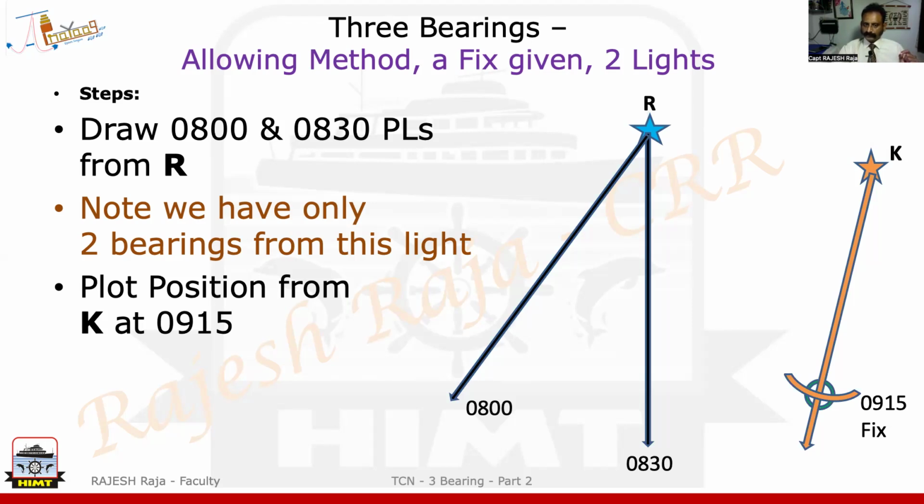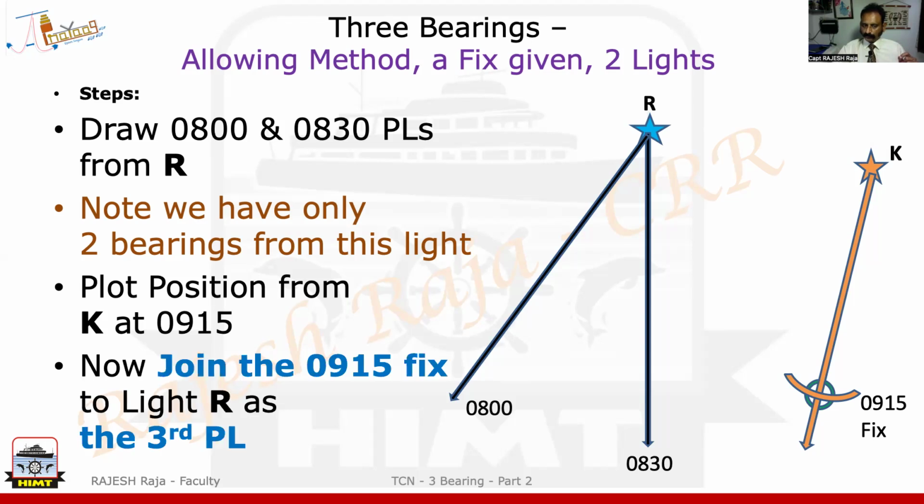Since I know the fix and I know the position of Romeo, I can join Romeo with 915 fix and create one more indirect bearing. This is not the direct bearing, it's indirect bearing. Now I've satisfied the most important condition of three bearing question. All the three bearings are joining at one point, which is Romeo. Okay, that is one of the conditions.